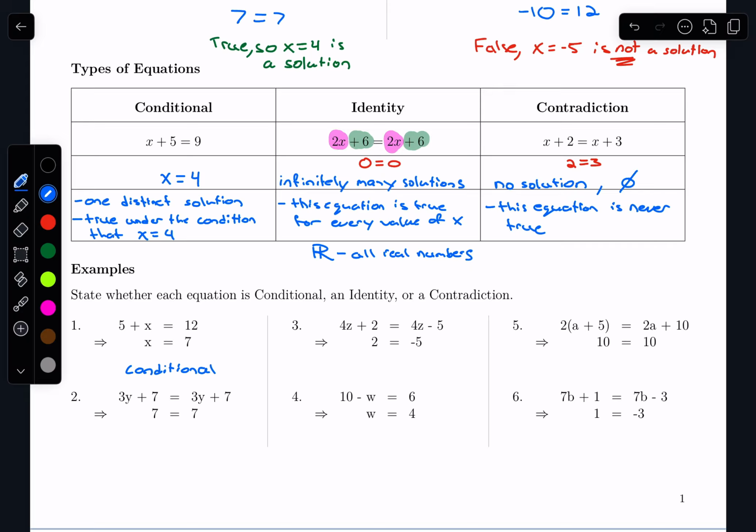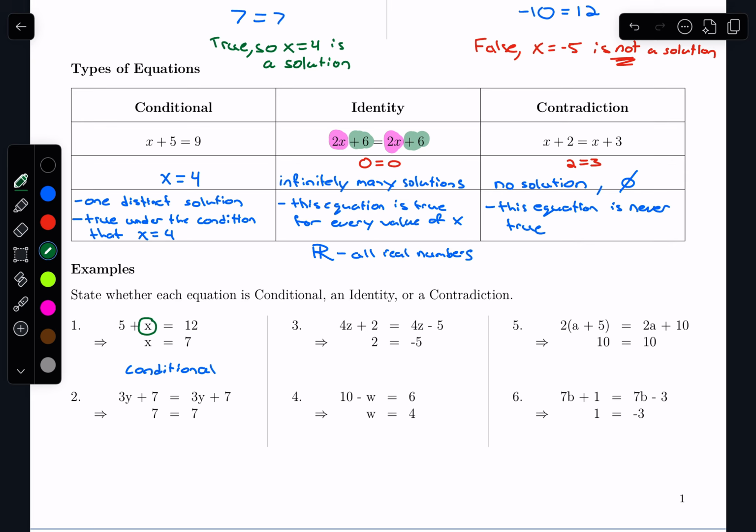And from the beginning, the way I can tell, which is not an amazing way to tell, okay, looking at the answer is the best way, but from the beginning, we can use a little intuition and say that x only shows up in one spot. When x is only in one place, we're going to be able to move around the numbers and get x by itself. So whenever x only shows up once, it's going to be conditional.